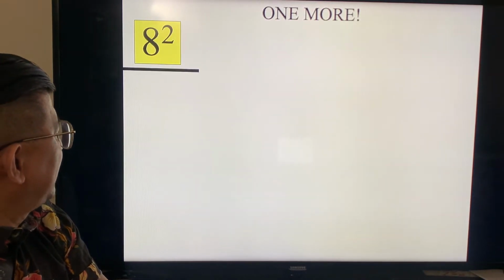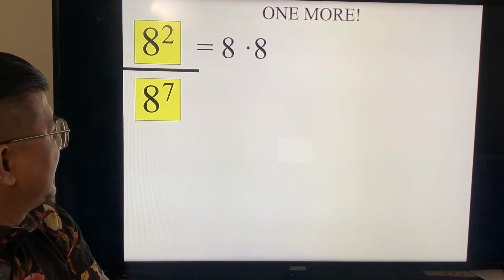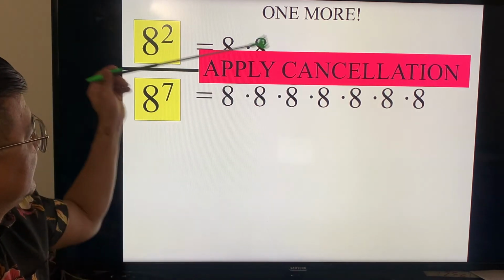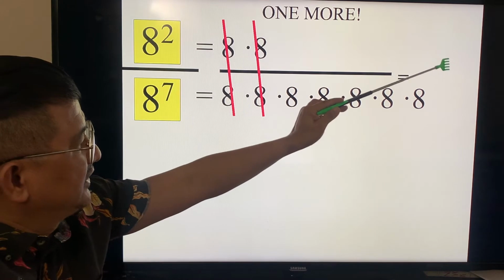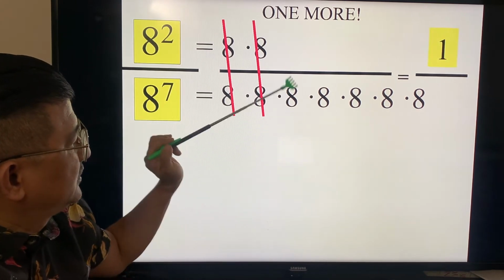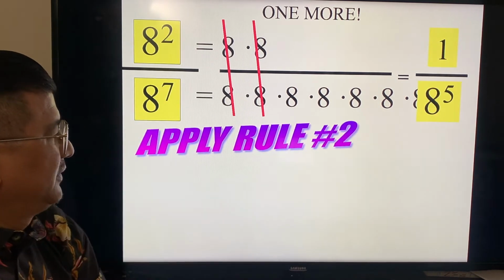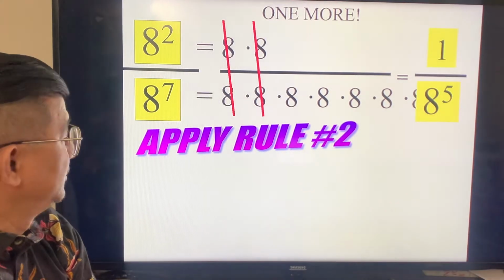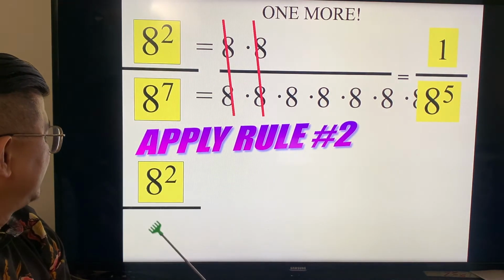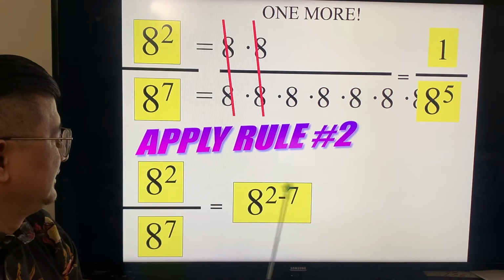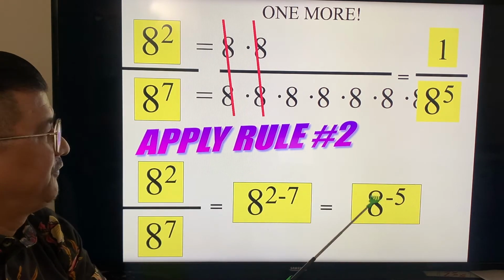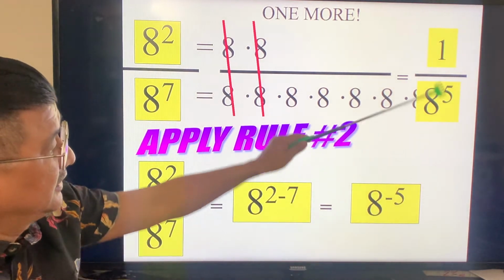So one more example. A to the 2nd power over a to the 7th. I expand. Cancellation. That's a 1. That's a 1. The answer here will be 1 over a to the 5th power. Now let's apply the division rule. A to the 2nd over a to the 7th. 2 minus 7 is a negative 5. Again, just like a while ago.